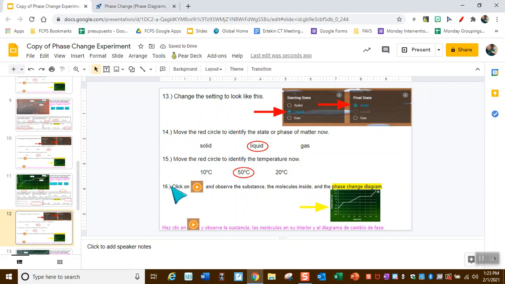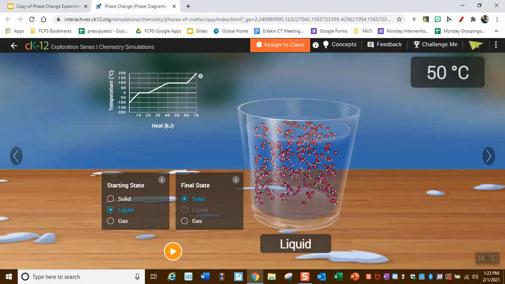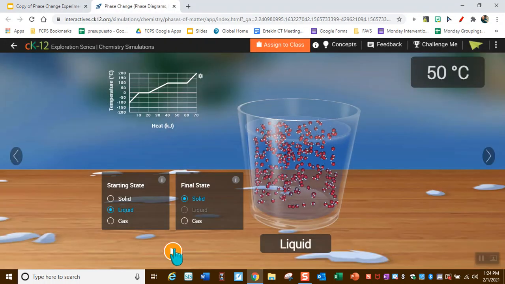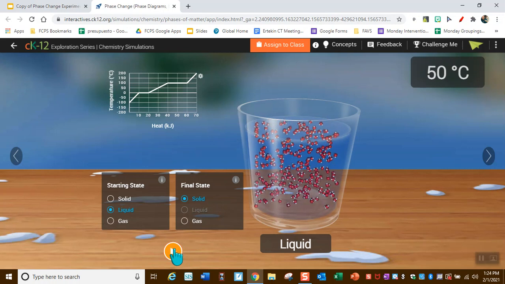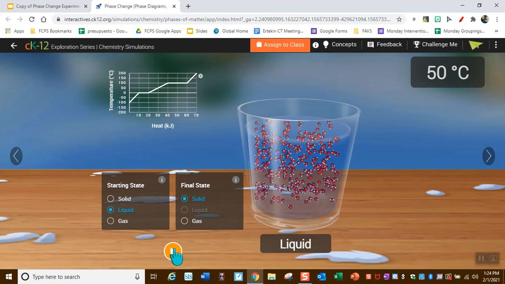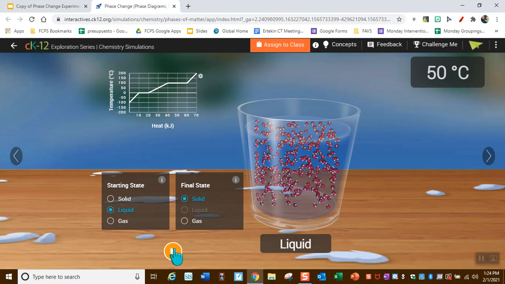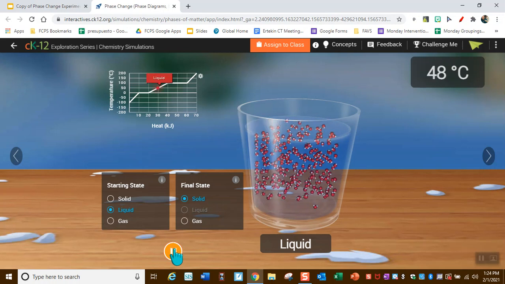All right. Same thing. Click on play and observe the substance, the molecules inside, and the phase change diagram. La misma cosa, haz clic en play para observar la sustancia, las moléculas en su interior y el diagrama de cambio de fase. Okay, so let's push play and see what happens. Pause the video to do this yourself. Pausa el video para hacer eso solito. Or watch me do this in case your computer doesn't work. Play.